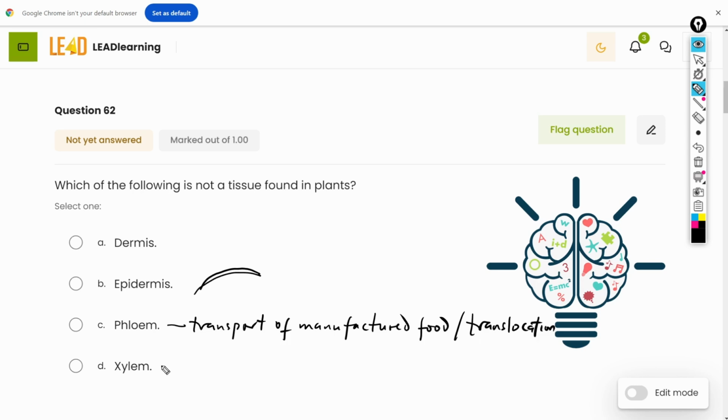Now, the xylem is responsible for the transport of water and mineral salts. And I said the epidermis is the outermost covering of the plant tissue. Now, the dermis is not a plant structure. It is an animal structure. So based on this information, our correct answer is the dermis, option A.